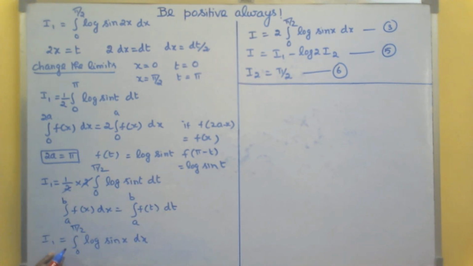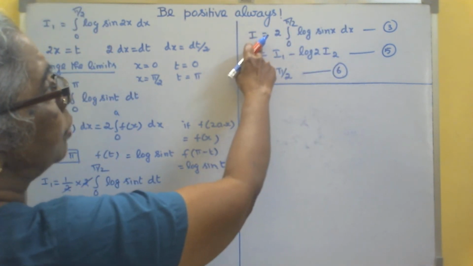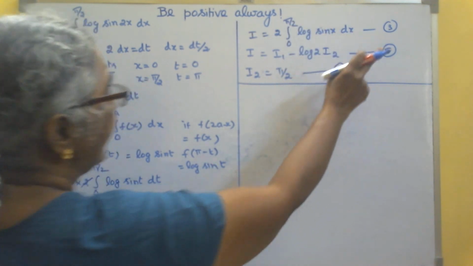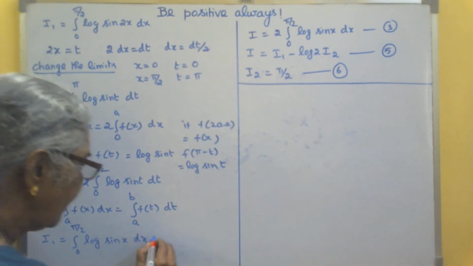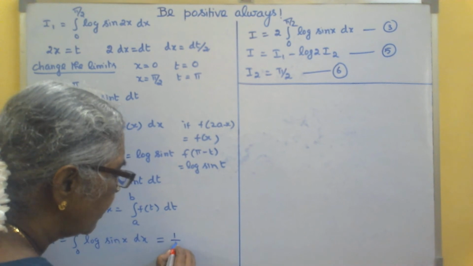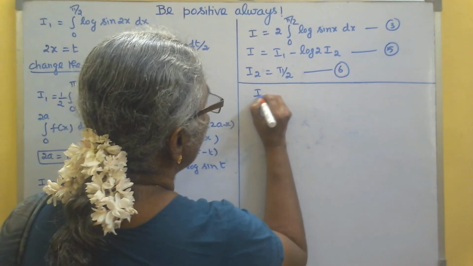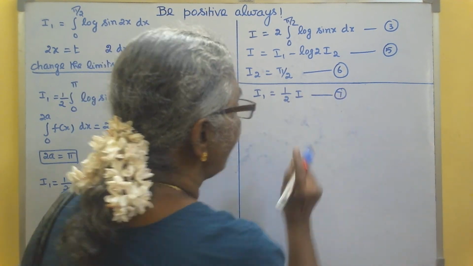Now you compare this with 3. What do you have there? I is equal to 2 times integral 0 to pi by 2 log sin x dx. Here you have I1 is integral 0 to pi by 2 log sin x dx. That means I1 is nothing but half I. You are getting I1 is equal to half I. Mark this as 7. That's all.